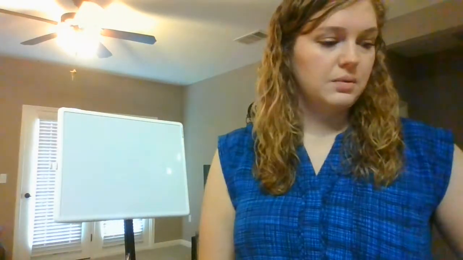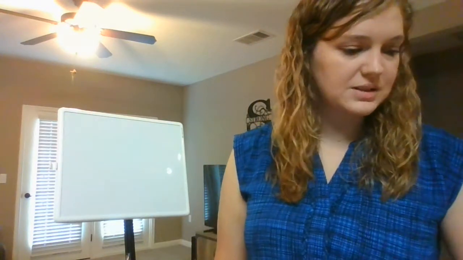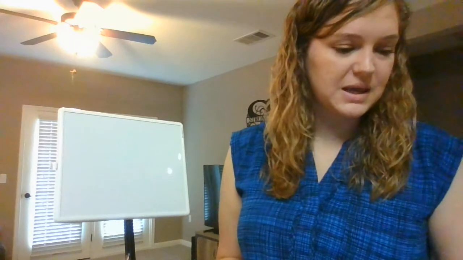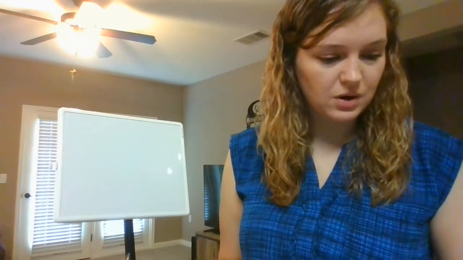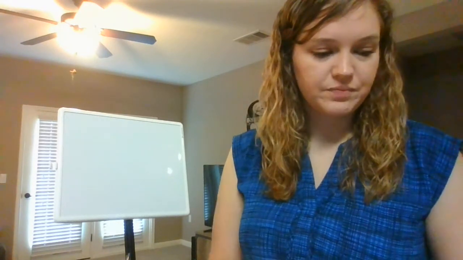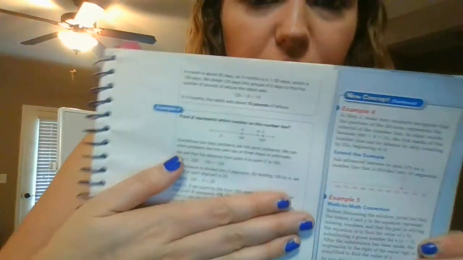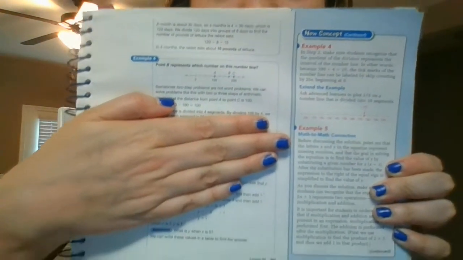Okay, moving on to the next example. Make sure you're looking at these examples too, since I'm not writing everything on this little whiteboard I've got here. Example 4. Point B represents which number on this number line? So you've got the number line. I'll show you if you don't have your book in front of you, but I'm covering up the answer right there.